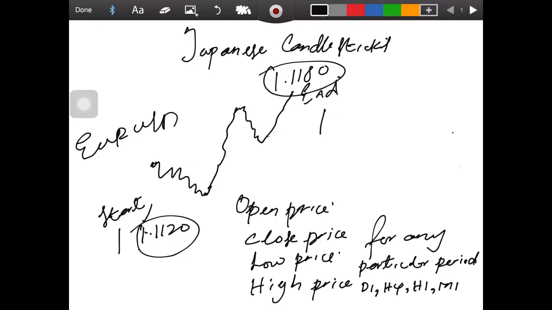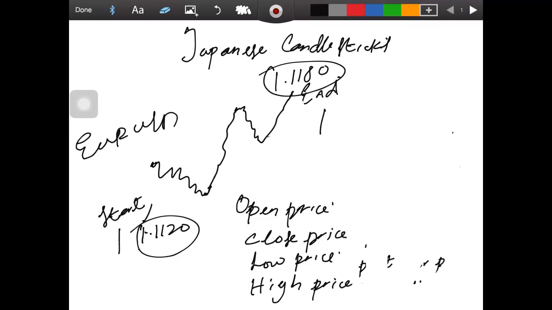So you can have your open price equals 1.1120. Open price is where it started here. You have your close price, which is 1.1180. That's where it ended here.